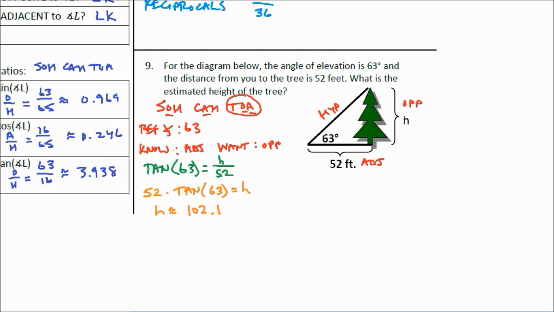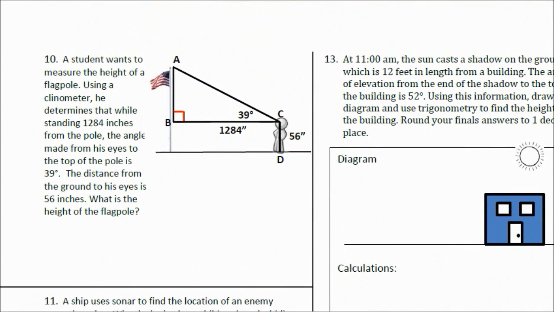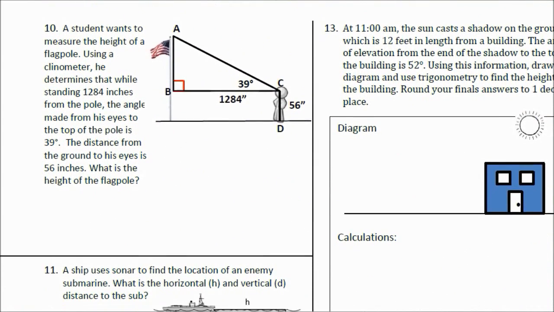Let's go ahead and write our answer as a sentence. The height of the tree is 102.1 feet. So basic trigonometry for question number 9. Let's see if we can fit in question number 10 if possible. Let's take a look. I think so.